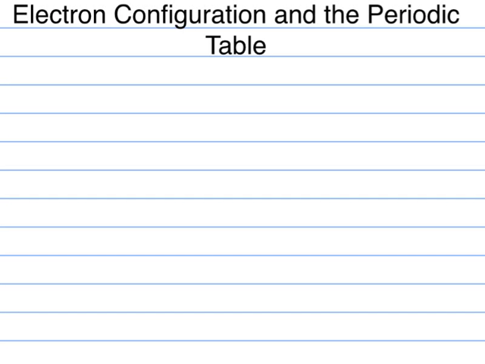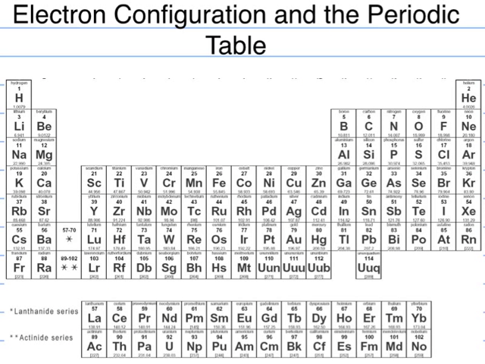Okay, now what we're going to look at now is the electron configuration and the patterns that we get with the periodic table. So if we have a look at the periodic table, we can see that it's arranged in groups going down and periods going across. Now we've got 8 groups. We've got group 1, group 2, group 3, group 4, group 5, group 6, group 7, and then this one is known as group 8 or group 0.